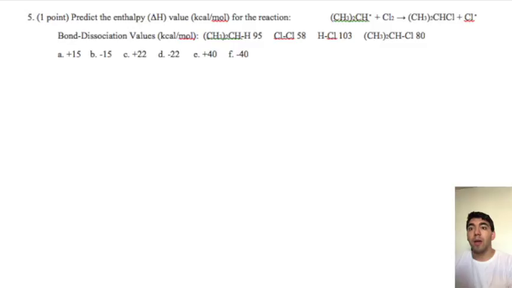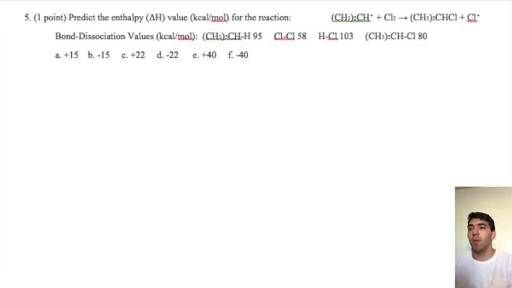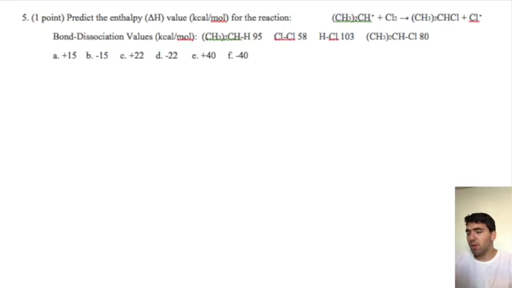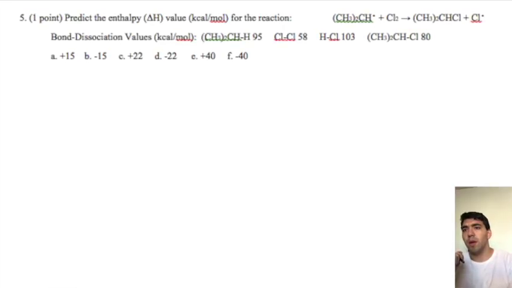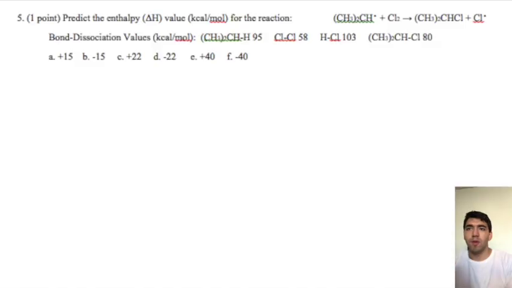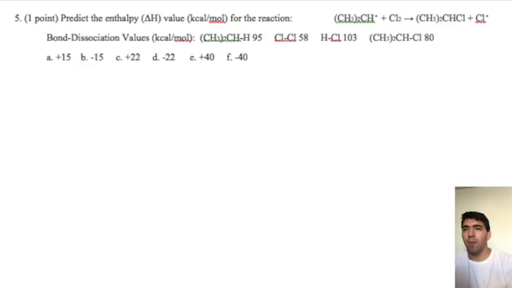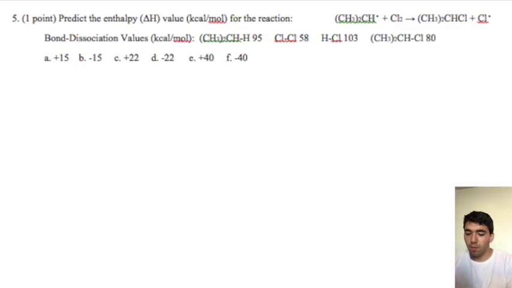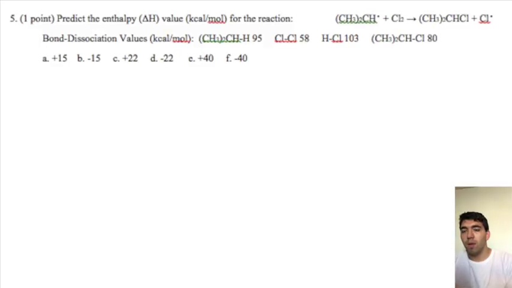On to problem 5, we have: predict the enthalpy value in kilojoules per mole for the reaction. And this is the second step of propagation, so we should be familiar with it. And we're given bond dissociation values in the proper unit, so we don't have to do any conversions. And an option of A through F.